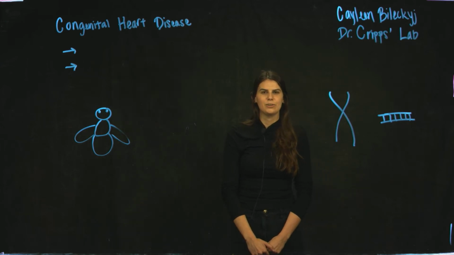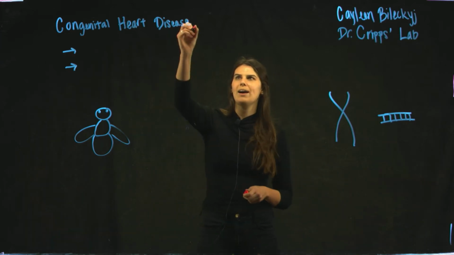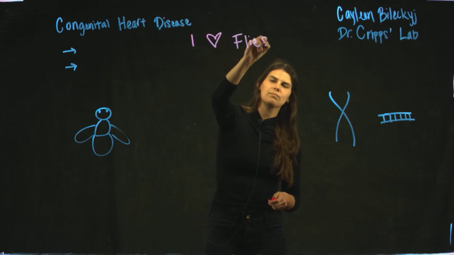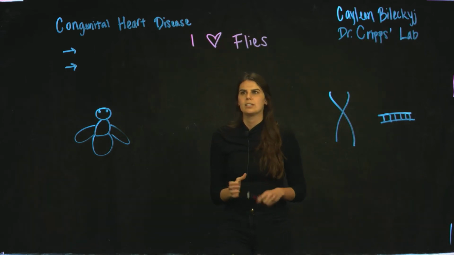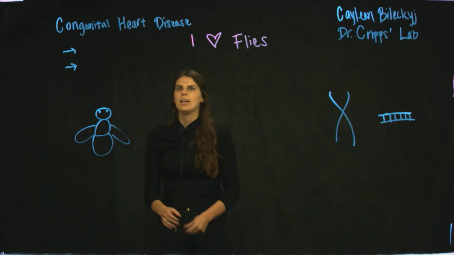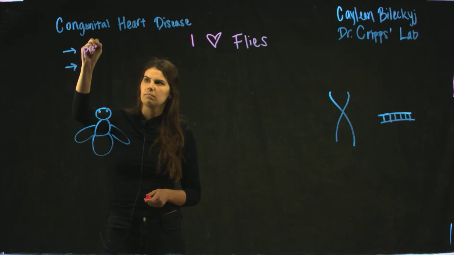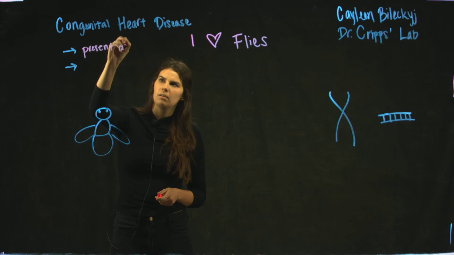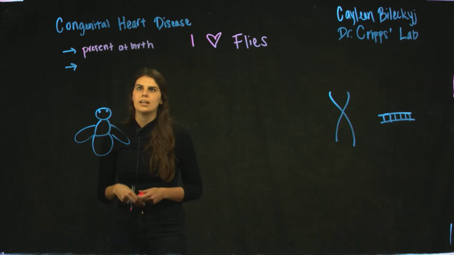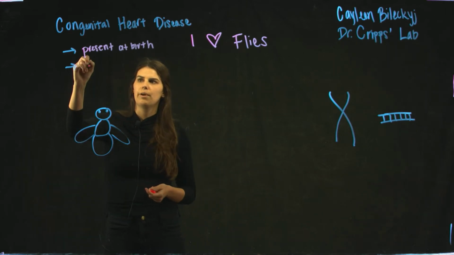I work here at the CRIPS lab at SDSU, and today I'm going to tell you about why I heart flies. My research focuses on congenital heart disease using Drosophila as a model organism. A congenital disease is a defect that is present at birth. And as you can imagine, a congenital heart disease is a defect that is in the heart at birth.